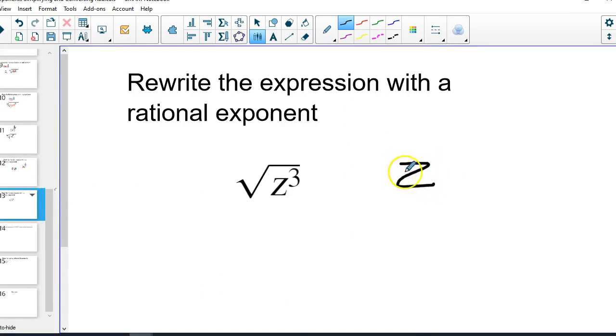Okay? And what you should have gotten is z to the 3/2. If we don't have an index here, it's a 2. It's our square root, the general one we use. And that goes on the bottom. Power on the inside goes on the top.